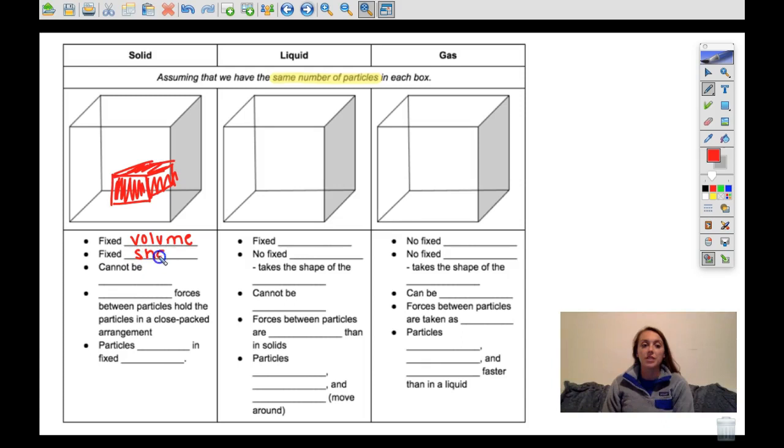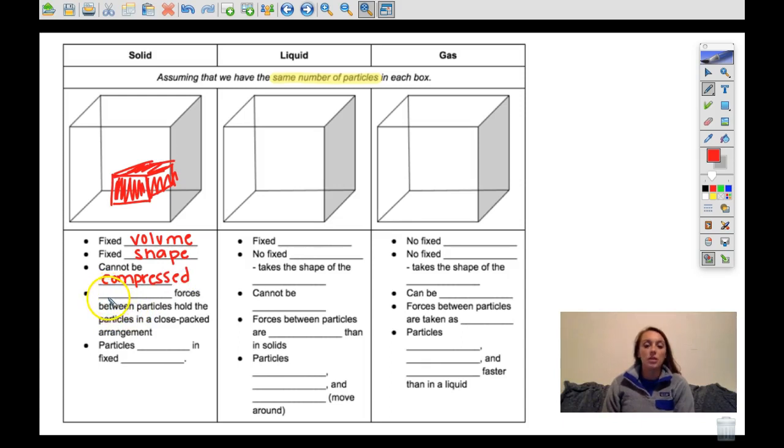It has a fixed shape, which means that it has its own shape and it's not going to take the shape of the container. The solid also cannot be compressed, meaning we can't squeeze it into submission to fit another shape.